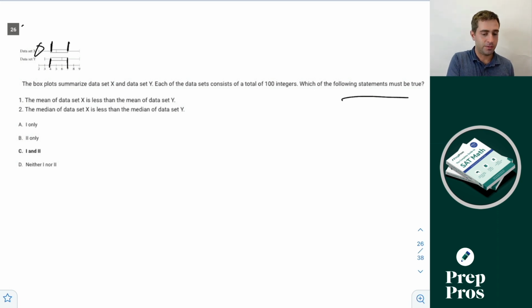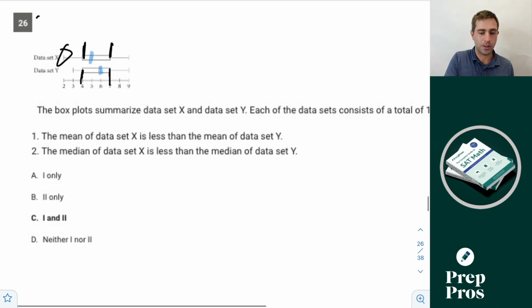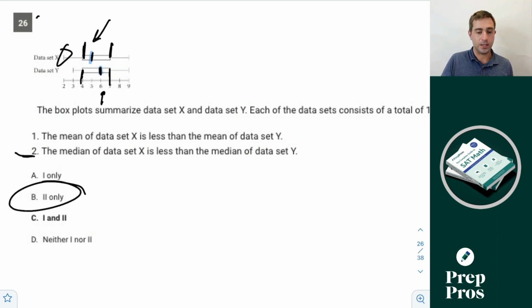Yes, the minimum of data set X is less, but we definitely cannot be certain that the average of X is going to be less than the average of Y. The reason, if you missed this, is these lines in the middle of your box and whisker plot, which I'll draw in to be a little bit clearer. Those are showing you the median. So the only thing that we 100% are positive of is that the median of X is less than the median of Y. That's why B is correct here.